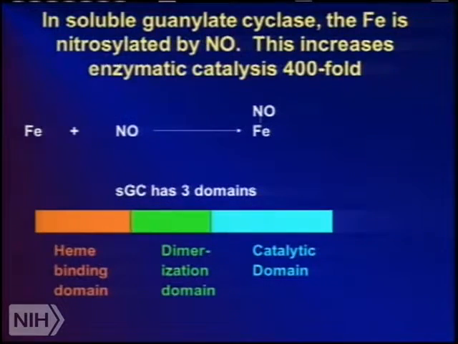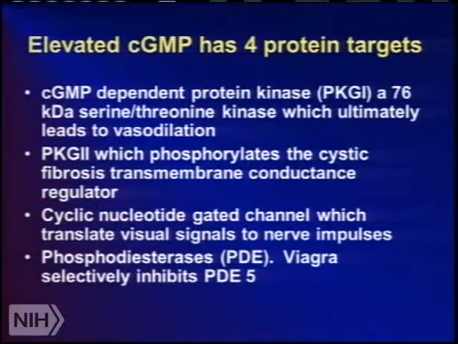In particular, the nitric oxide binds to the iron that's present in the heme domain. This stimulates the dimerization, and the catalytic activity gets turned on. So the soluble guanylyl cyclase has three domains: the heme binding domain, the dimerization domain, and the catalytic domain. And then the cyclic GMP has four protein targets.